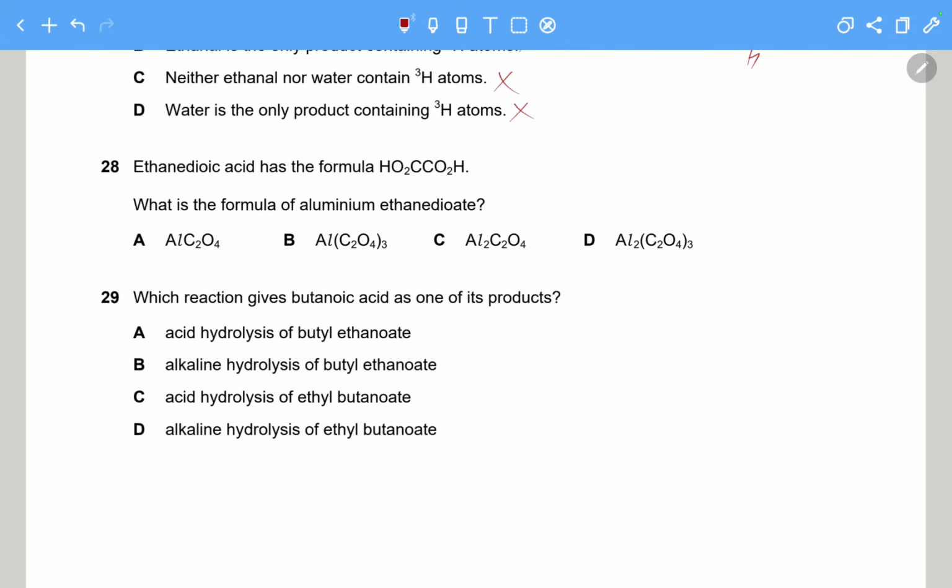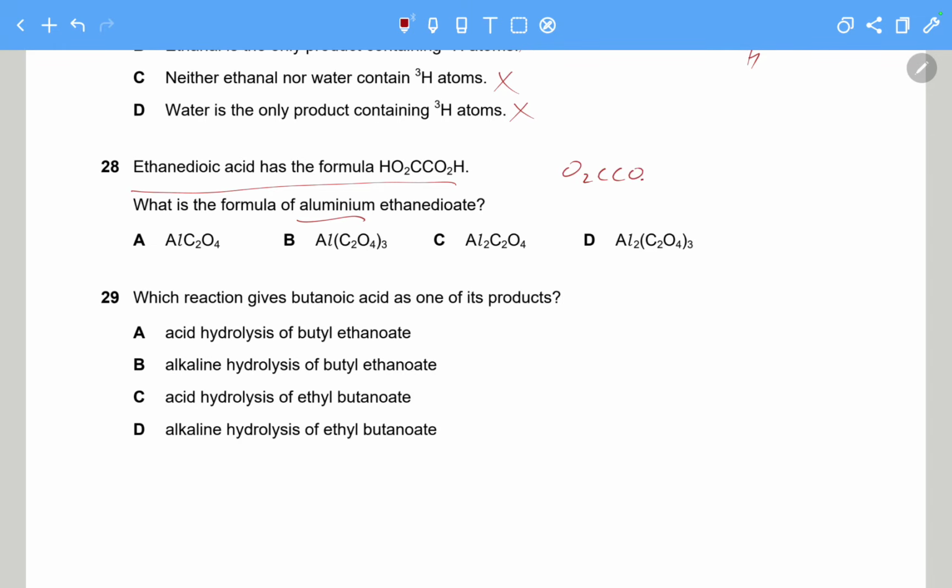Ethane dioic acid has the formula HO2C CO2H. What is the formula of aluminium ethane dioate? Aluminium is a metal. Ethane dioic acid is an acid, and this will give a salt. Now there are two acid groups.